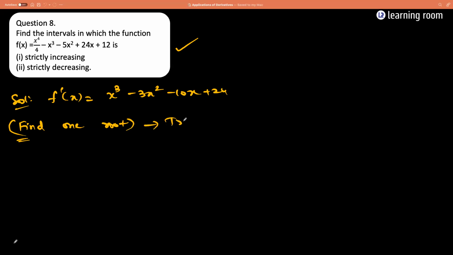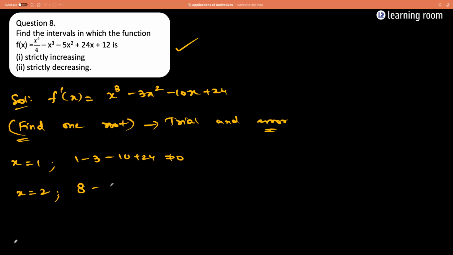Find one root using trial and error. When I put x is equal to 1, what will I get? It won't satisfy here. Not equal to 0. Put x equal to 2. 8 minus 3 into 4 is 12, minus 20 plus 24. So 24 plus 8, 32 minus 32 is 0. So 2 is satisfying. Okay, x is equal to 2.